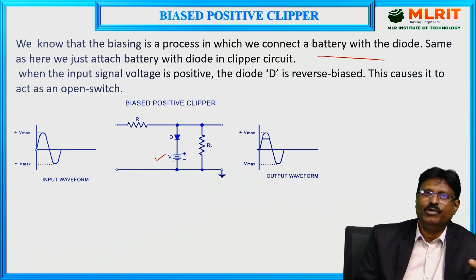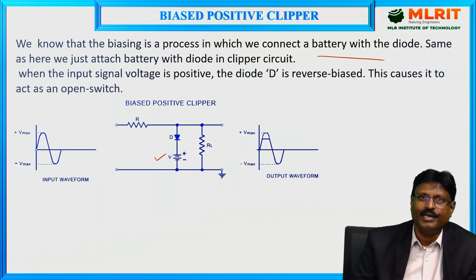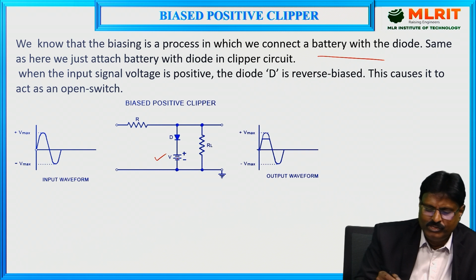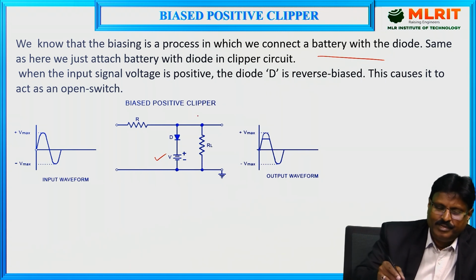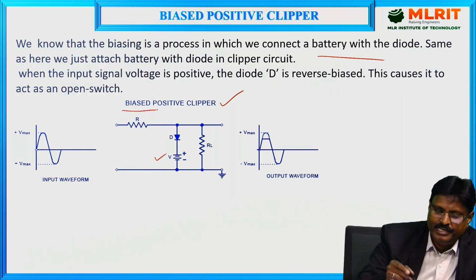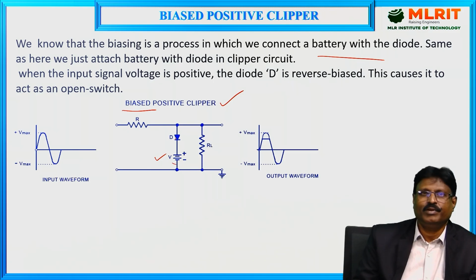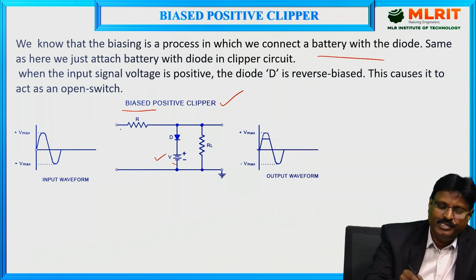If you want to clip 2 volts of a positive peak, we need to keep a 2 volt battery here. So this is about the circuit. Simply, the name is biased positive clipper. Whenever you say biased, we need to bias with some voltage. That's why we are going for a battery which is connected in series with the diode. This is the load resistance RL and this is the series resistance.